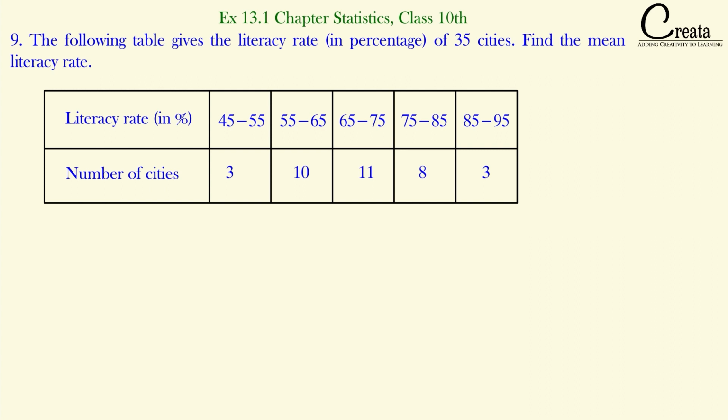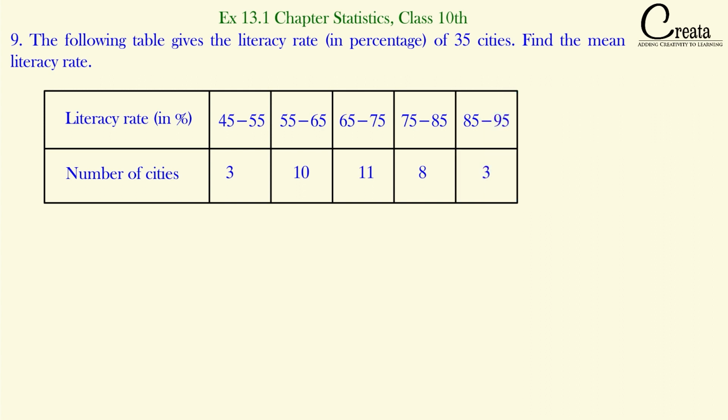In this question, the data related to the literacy rate is given for 35 cities. In the first row, we have the literacy rate, which is in percentage. In the second row, we have the number of cities. For example, 3 cities have a literacy rate in the range from 45% to 55%, which is really very low. On the extreme right-hand side, we have 3 cities with a literacy rate from 85 to 95, which is really good.